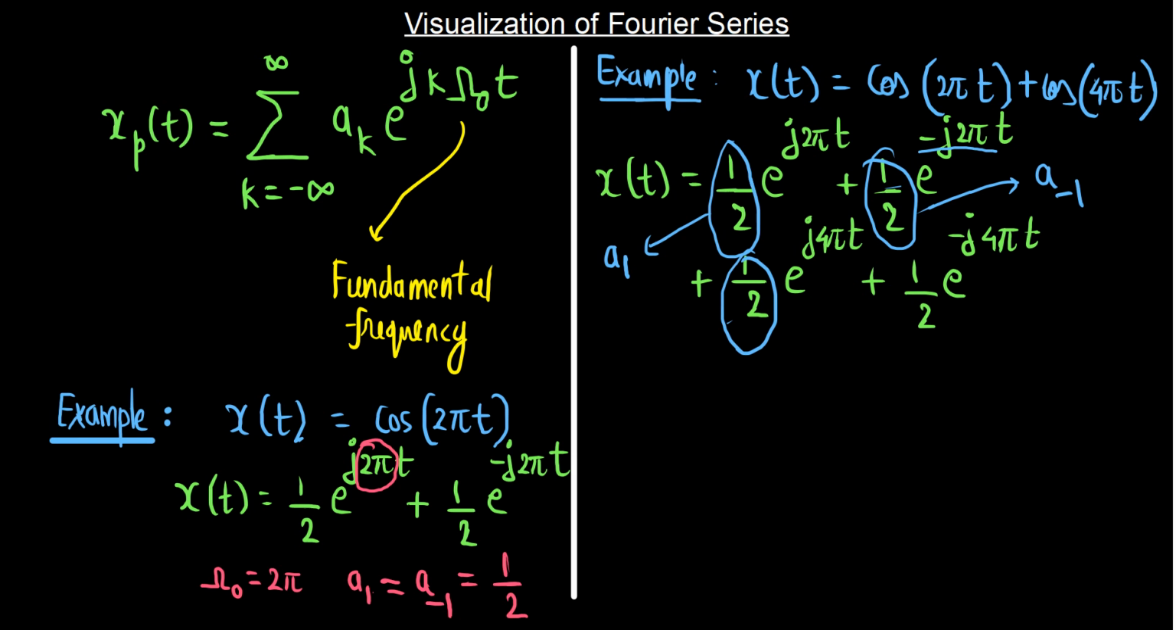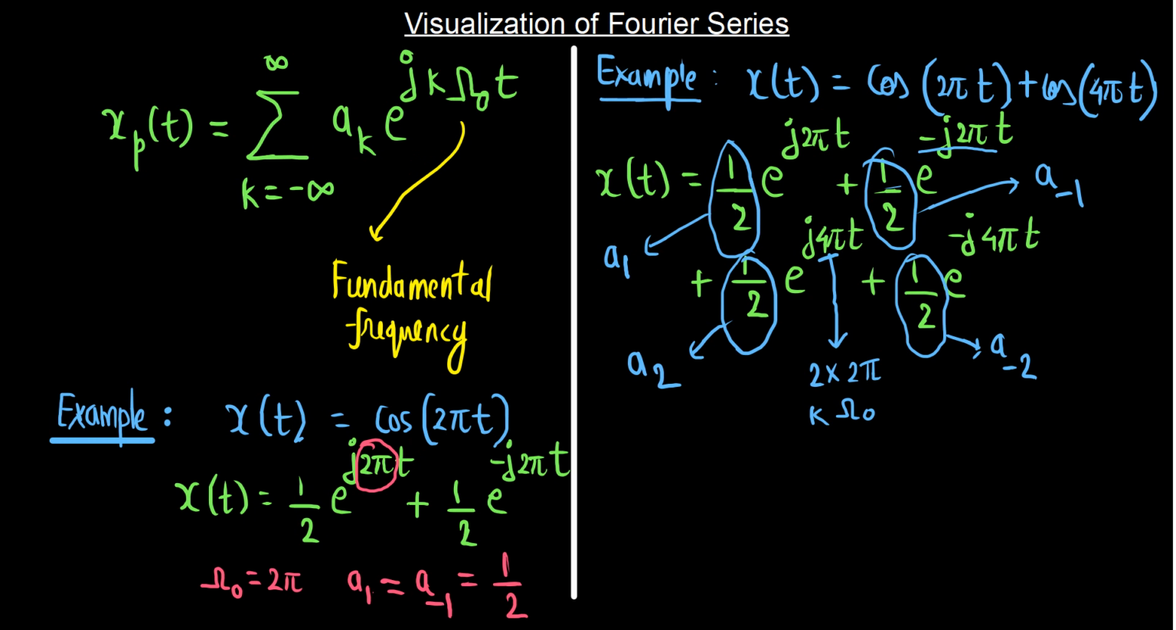This is the coefficient for a2, just because this is 2 times 2 pi, so that is k times the fundamental frequency, that is omega naught, and this is a of -2. So we have the complex exponentials and their coefficients. So the Fourier series says the same thing. We can represent a periodic signal using the linear combination of these harmonically related complex exponentials.